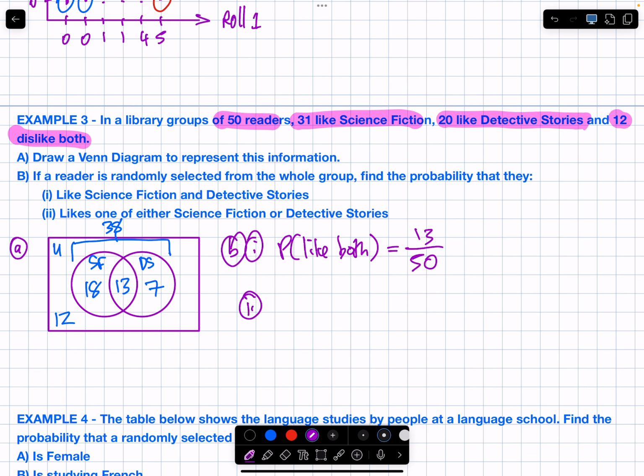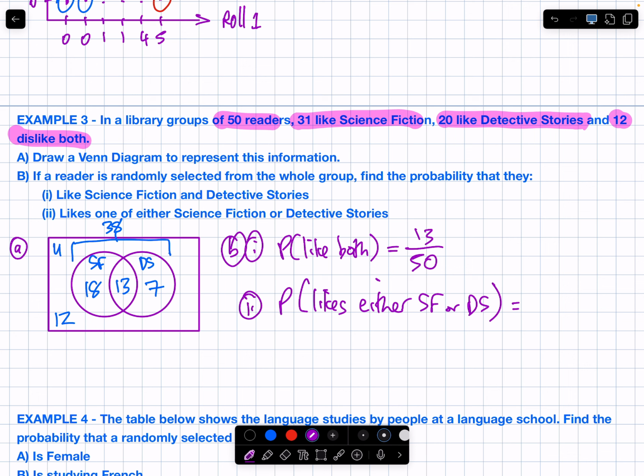2, probability likes either SF or DS. What does either mean in this case? What am I saying when I say either? What does the question say then? Likes one of either. They only like one of them.